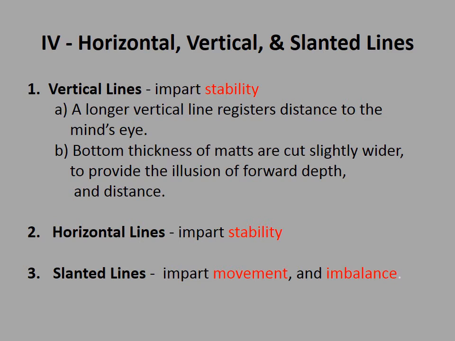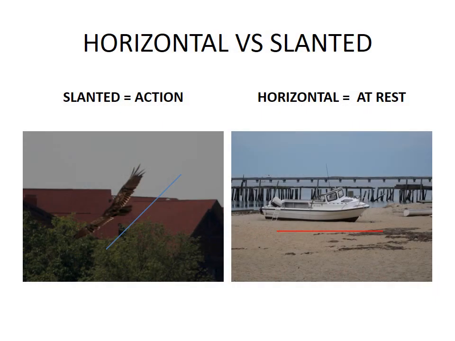Horizontal versus slanted. Examples. The bird on the left photo is at an angle. Definitely we are talking here about movement and unbalance. Whereas the horizontal boat and the piers on the picture on the right create stability and a sedentary effect.